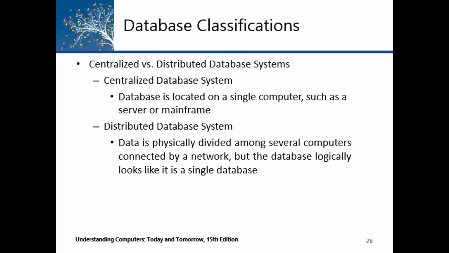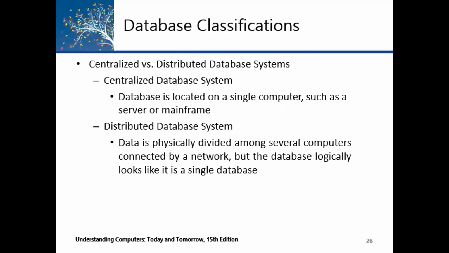Centralized versus distributed database systems. Centralized database system: database is located on a single computer, such as a server or mainframe. Note this one, such as a server or mainframe. Suppose there is a small organization, they are maintaining a server. In a small concern there are only two branches, one head office and two branches. All the data are stored in the server. This is one of the centralized database systems.